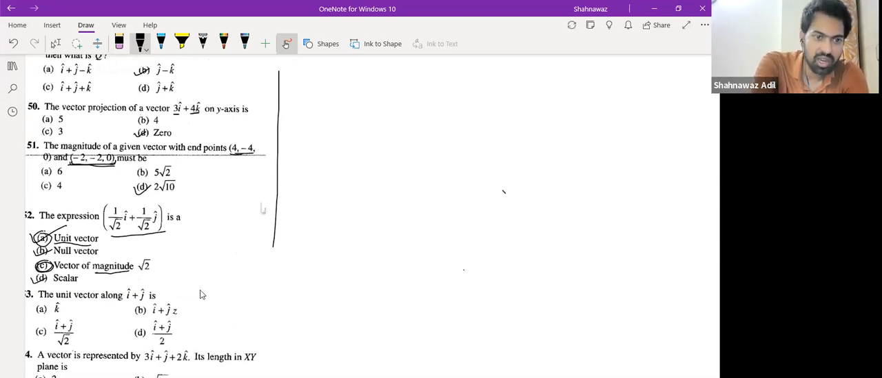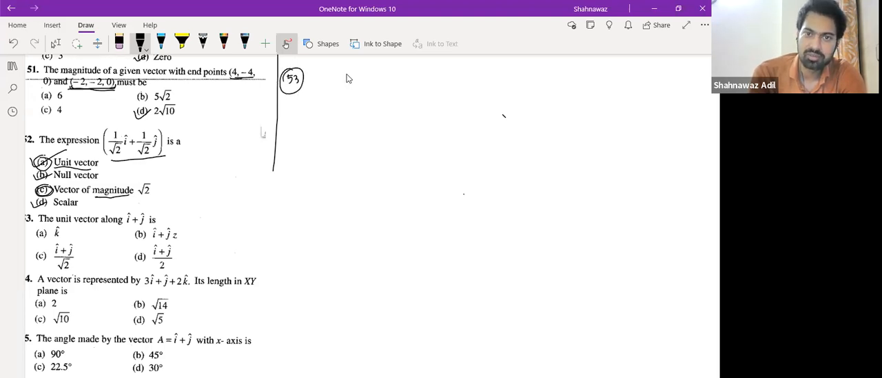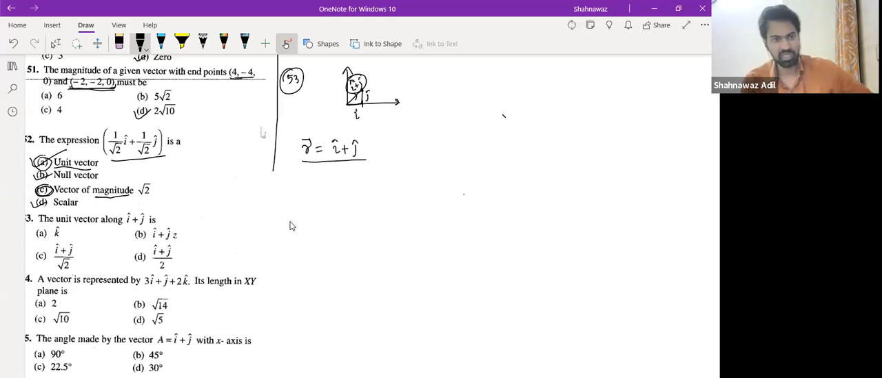Okay, the next question is the unit vector along I plus j. So what is I plus j, guys? We have moved 1 unit in the I direction, and from here 1 unit in the j direction. So this is I plus j. The vector is I plus j, and you guys tell me what would be the unit vector of this vector.